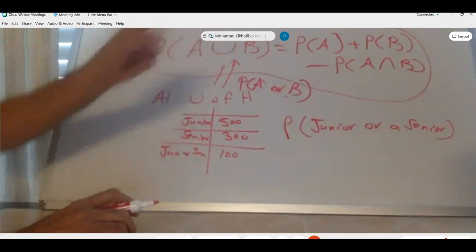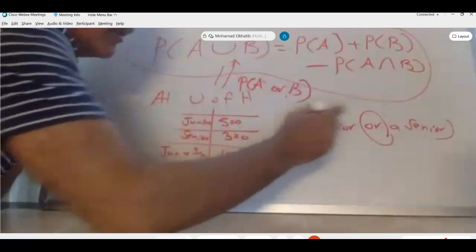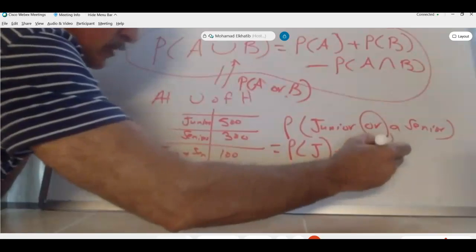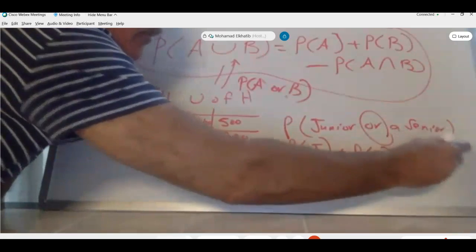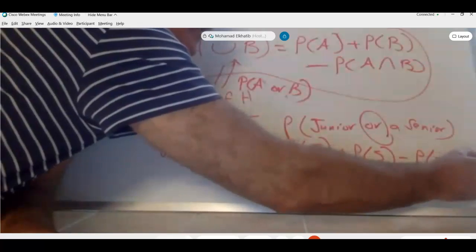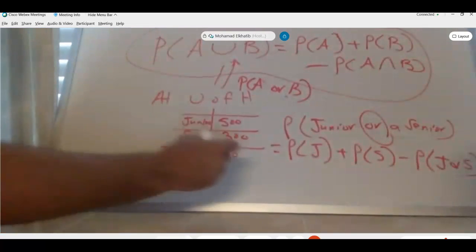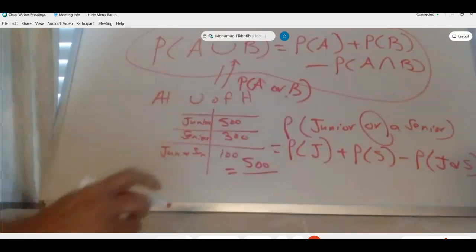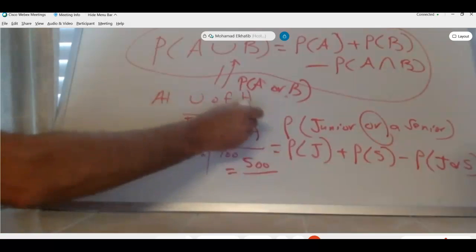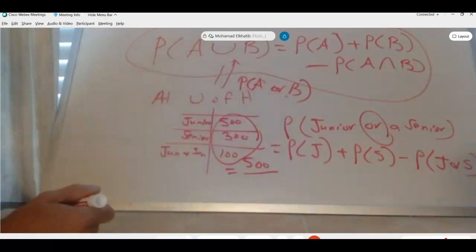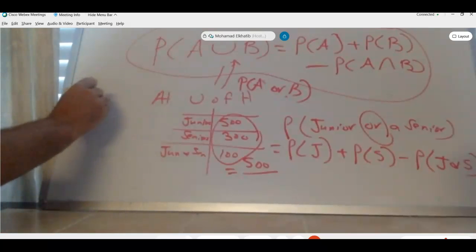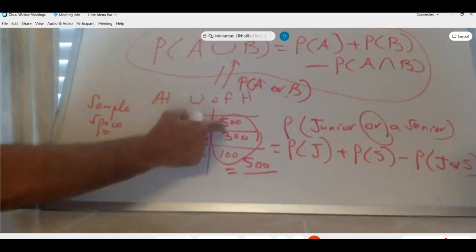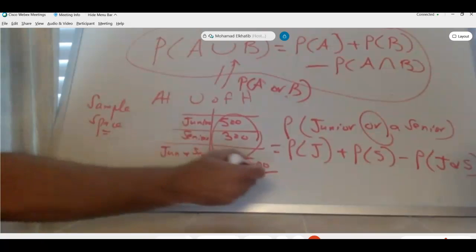So according to this formula, remember the word or. It'll be the probability that it's a junior, I'm going to use J, plus probability that it's a senior minus probability that they're both junior and senior. So what is the probability that he's a junior? How many juniors do you have? 500. What is the sample space? Everybody is a sample space. You're going to add them all together. So your sample space will be everything. 500 plus 300. So that gives you what? 900.